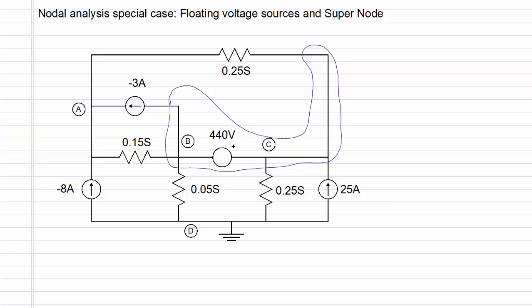We will assume that current is leaving through all the conductances out of this supernode in the directions shown. The current direction for the current sources is given and we do not change them. We will write one KCL equation for the nodes B and C together, which will give us that the current leaving through the 0.25 Siemens conductance right at the top of the circuit will be 0.25 multiplied by Vc minus Va. Current entering from the 25 ampere source, minus 25.